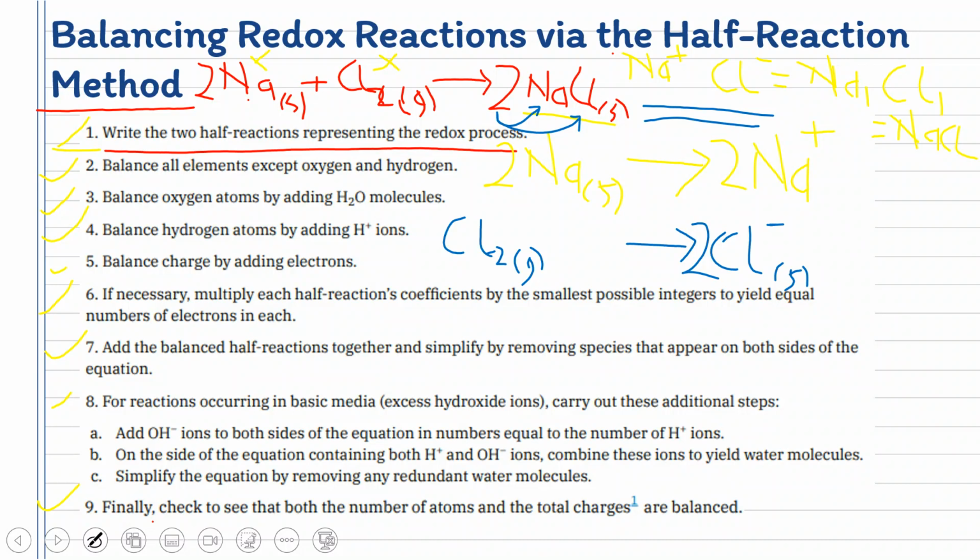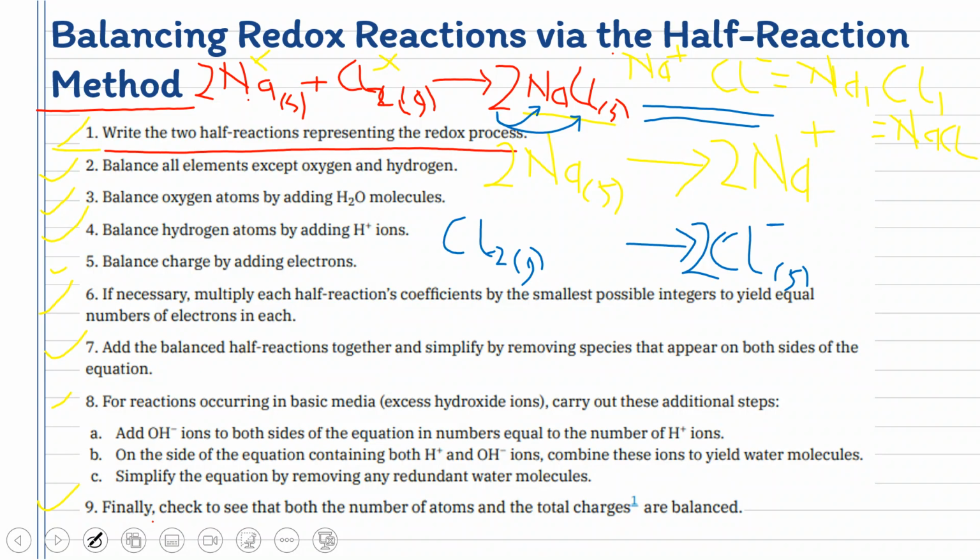So to balance redox reaction, we're saying the first step is what? The first step is to write 2 half reactions. So look at your main reaction you have. Write 2 half reactions for the redox process. So one of the reactions will be the reduction. One of them is going to be the oxidation. So if you look at these 2 here, which one do you think is the reduction? Which one is the oxidation?